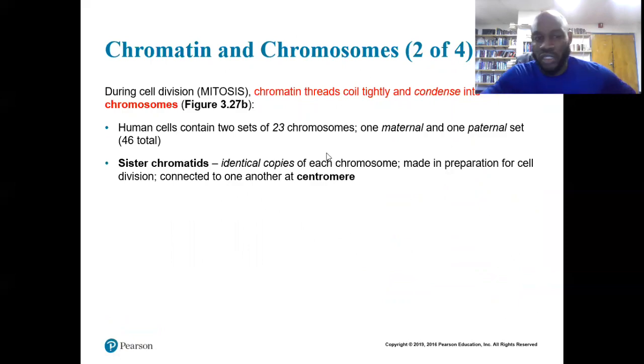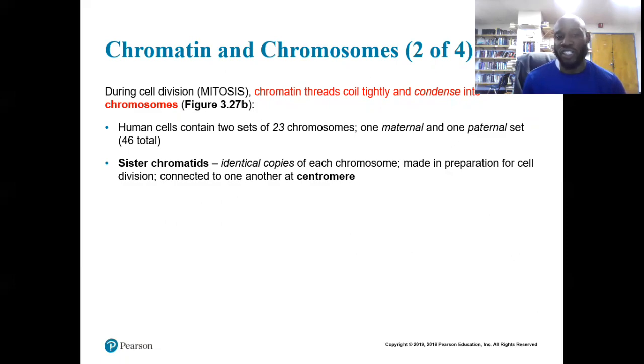During cell division, what we call mitosis, chromatin threads coil tightly and condense into chromosomes. That may sound familiar. Right? So chromatin is a strand of DNA with all of its histone proteins. During cell division, the chromatin threads coil up really tightly and condense into chromosomes. So chromatin and chromosomes are very similar. The difference is chromosomes are more condensed.